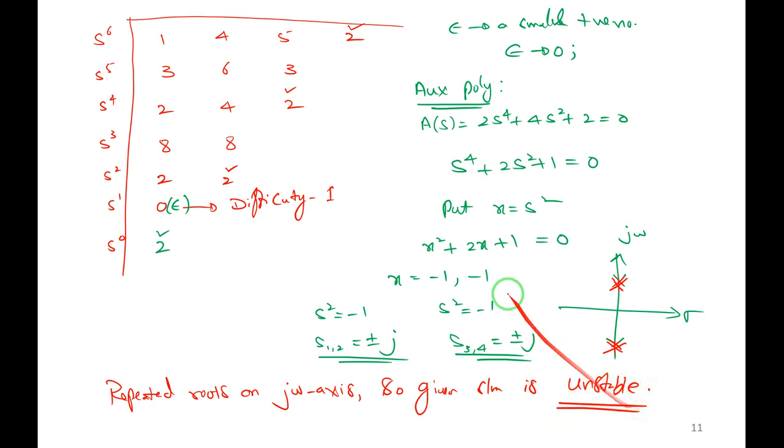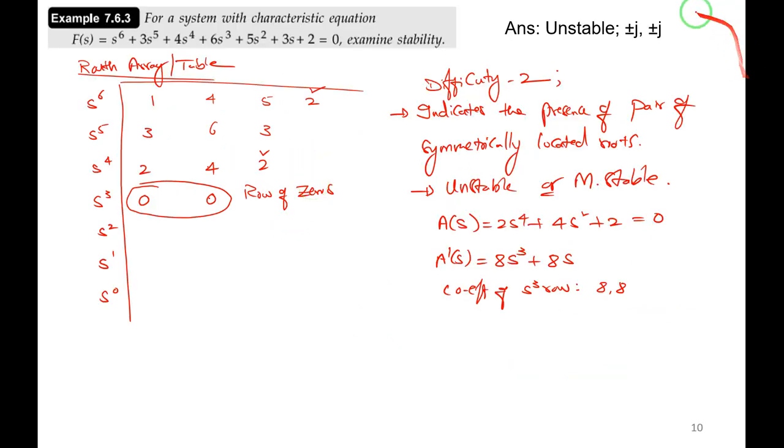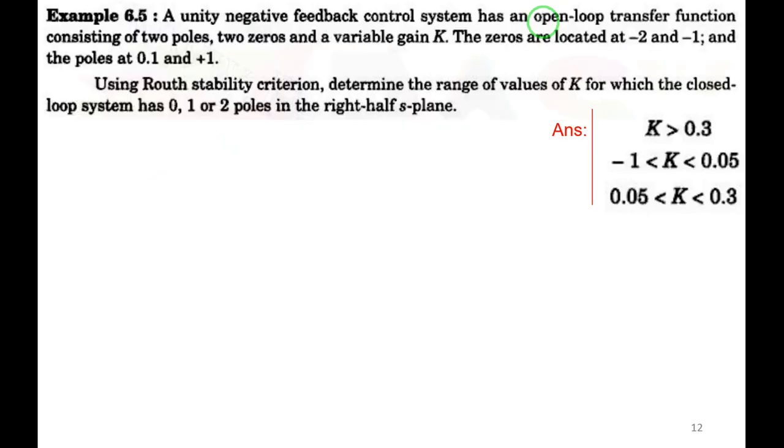I hope you understood. The same problem we came across in difficulty 2 and difficulty 1, right? So I have written the answer here: unstable, the roots are plus or minus j, plus or minus j. We have found that, right? Next, we'll take up this numerical. So this chapter is over. We are just solving a variety of problems.